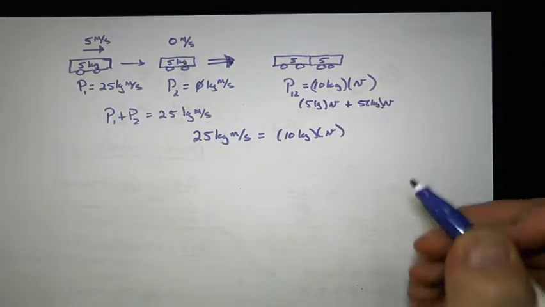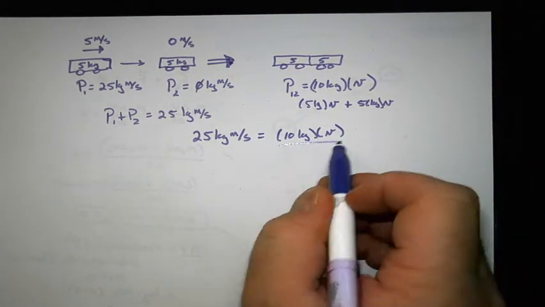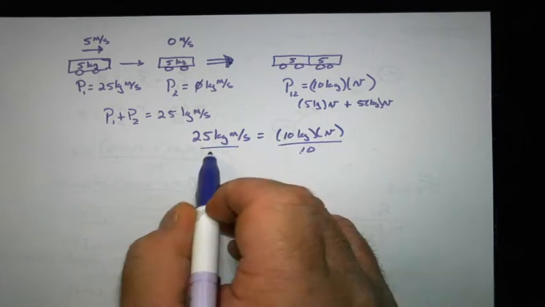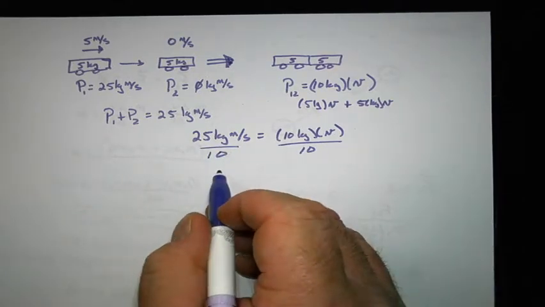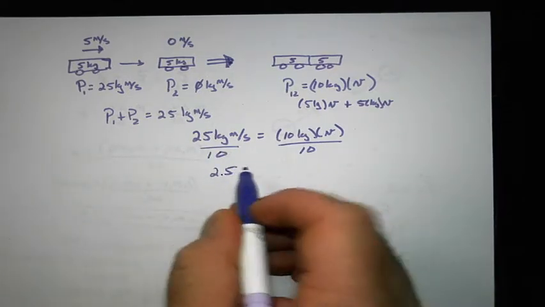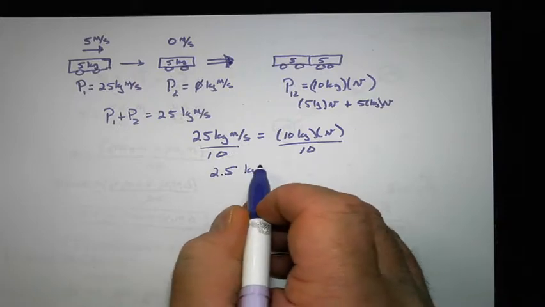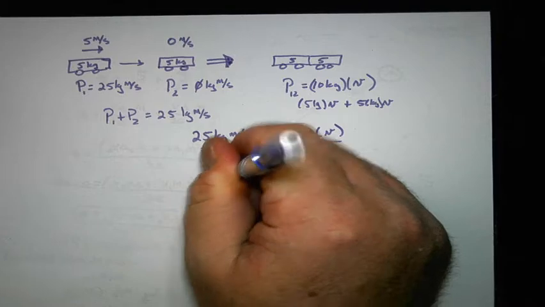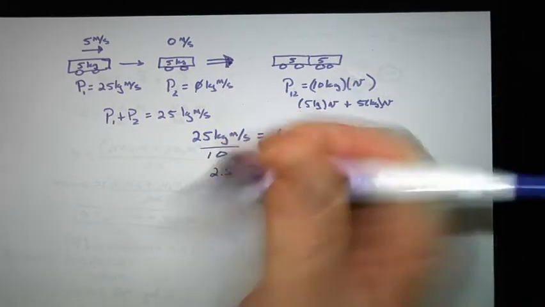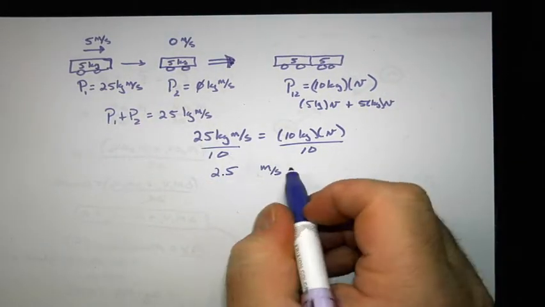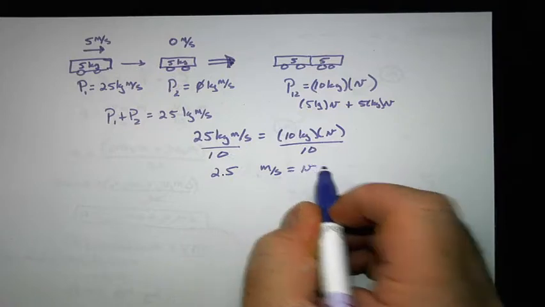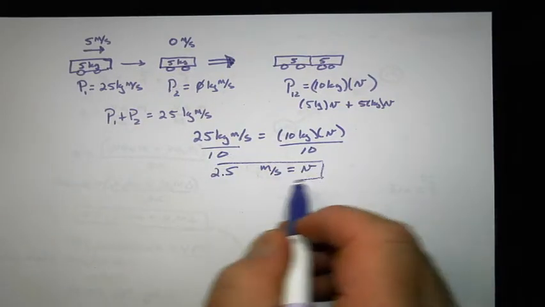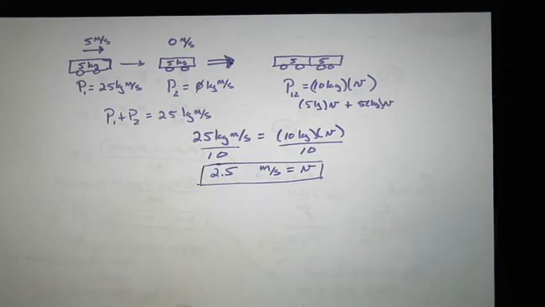Okay, so this would be 10 kilograms times our new velocity. To find our new velocity, we divide by 10. And we get 2.5 meters per second would equal our velocity after they collide.